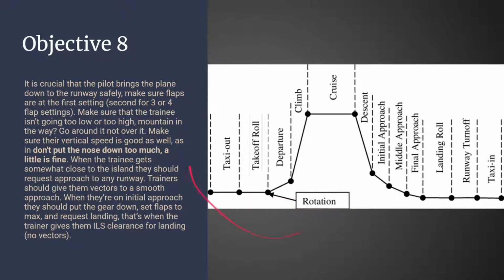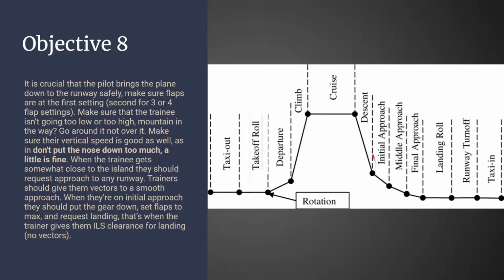Once they get close to the island, they should request approach, and they should specify which runway they want. In the case that they don't know, though, the ATC should give them their runway. But in trainings, it's always runway 29er. Now, we need to make sure that the trainee does not put the nose down too much. A little is fine. So again, request approach to runway, and then during this, and I forgot to mention this for takeoff too, they will be given vectors to come into the island.